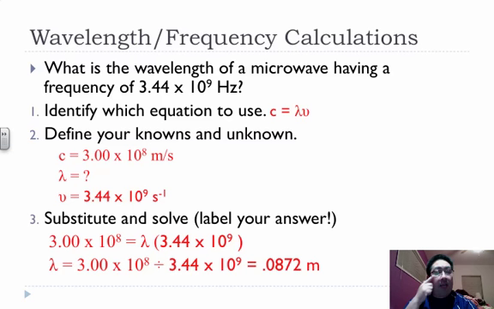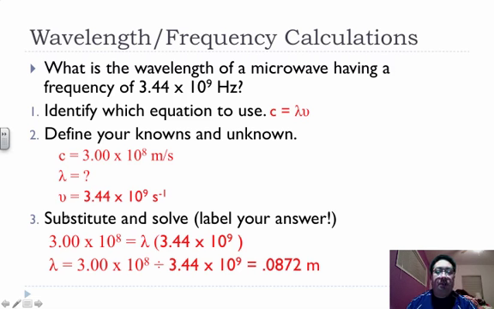Okay, here's a sample frequency calculation. So what is the wavelength of a microwave having this frequency in hertz? And so we need to figure out which equation we're going to use, which is c equals lambda times nu. Define our variables. So c is a constant, we'll always have that one. Lambda is unknown, that's what we're solving for, and nu is 3.44 times 10 to the 9th seconds to the -1. Remember, seconds to the -1 and hertz are the same thing.